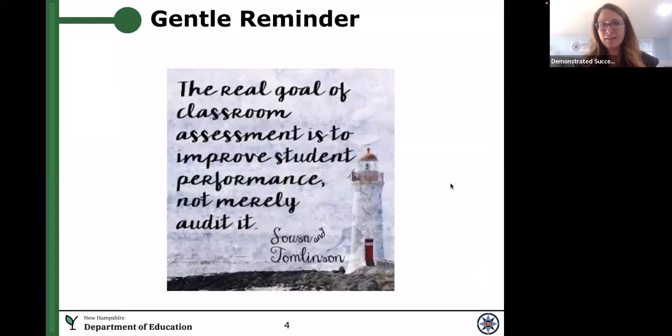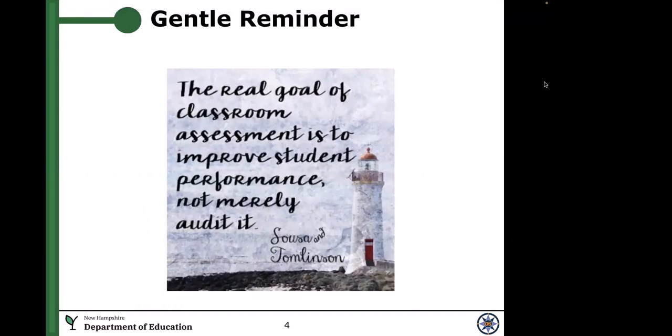Okay, so starting off with a general reminder. Whenever we talk about assessment and look at data, what I really want everybody to think about is the fact that we're looking at all times to improve student performance. We're not just trying to get more data for the sake of having more data. We really want to use it to improve student performance.